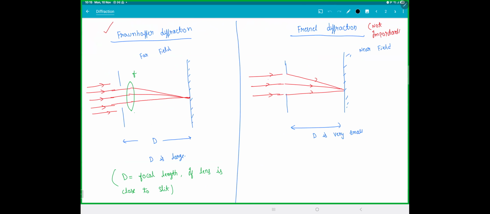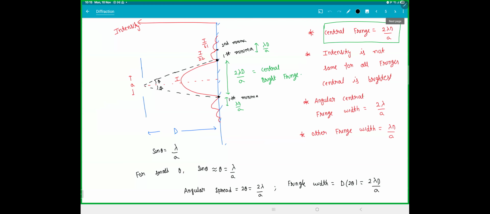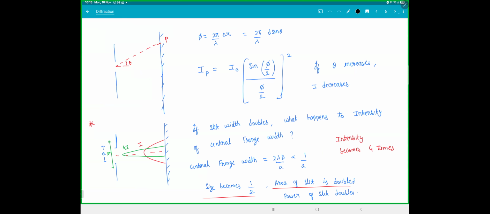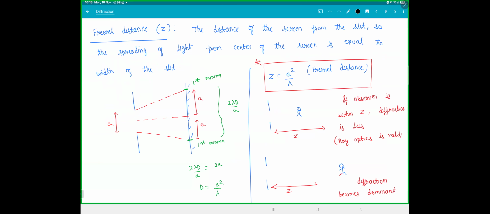Again, totally how many are there? a is almost equal to lambda. Sin theta is n lambda by a. Central fringe width is 2 lambda D by a. Intensity is not the same, right? The fringe widths are different. The central fringe will become 4 times if you make the slit width double. The phase difference between the two light rays from the edge is pi. Fresnel distance. Almost 6 questions.